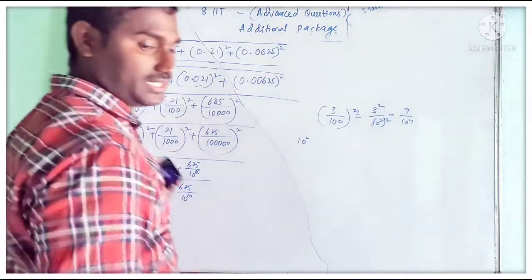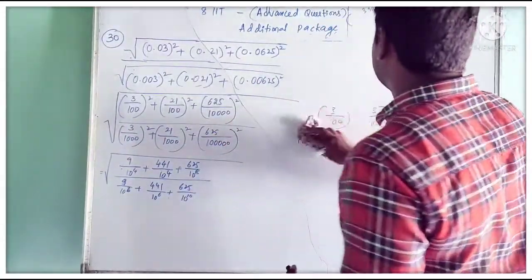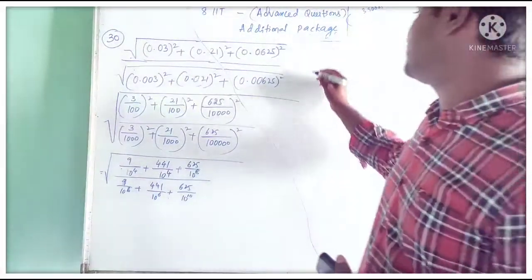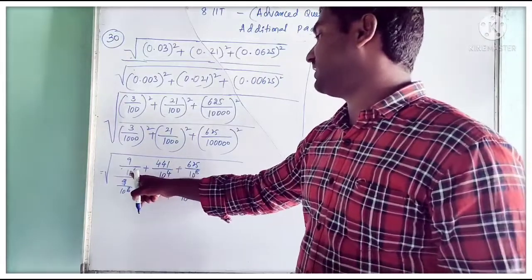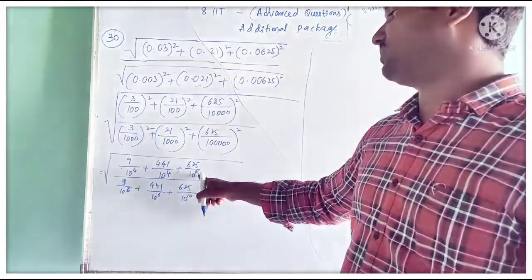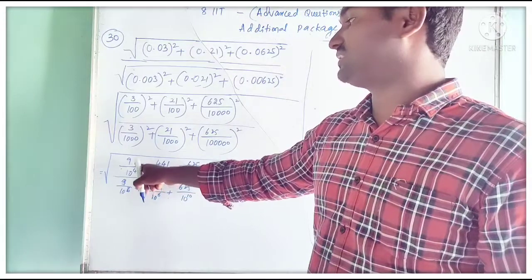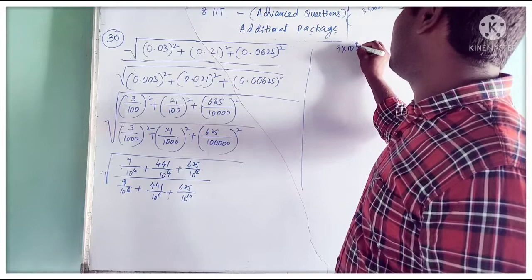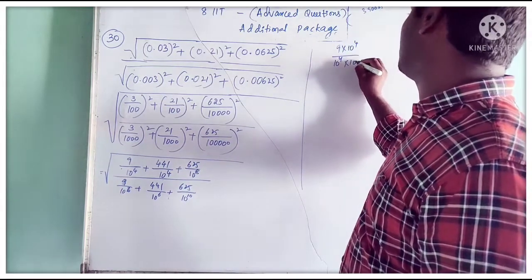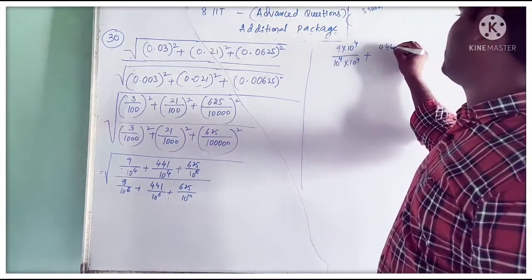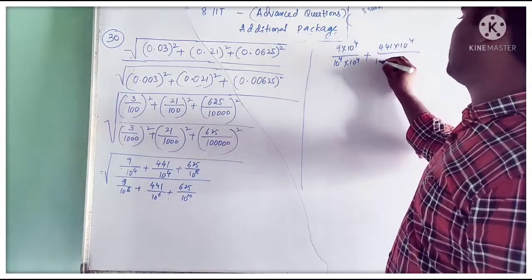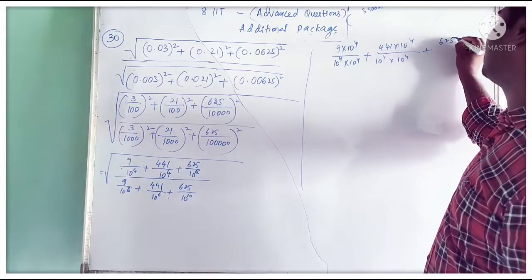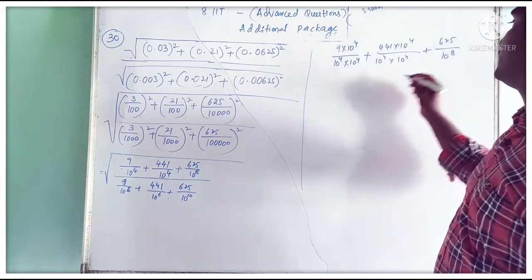Now we want to make the denominators equal in the numerator fractions and the denominator fractions. Here the LCM of 10 power 4 and 10 power 8 is 10 power 8. To get 10 power 8 we need to multiply by 10 power 4, that is 10,000. So 9 into 10 power 4 by 10 power 4 into 10 power 4, plus 441 into 10 power 4 by 10 power 4 into 10 power 4, plus 625 as it is by 10 power 8.